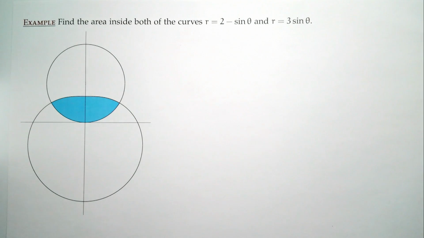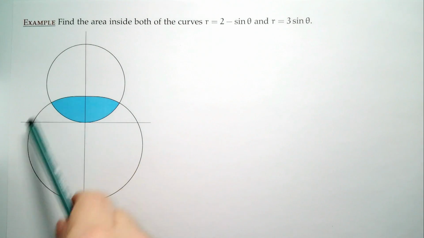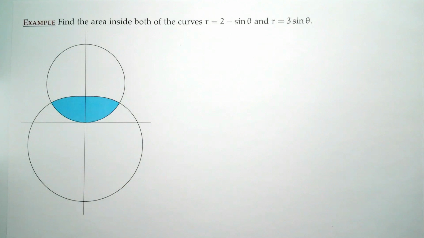Sorry, what? The bottom one is what? The bottom one is r equals 3 sine theta. So you think this one is r equals 3 sine theta? Yeah. Bold choice, bold choice. Could be. You have a 50-50 chance.